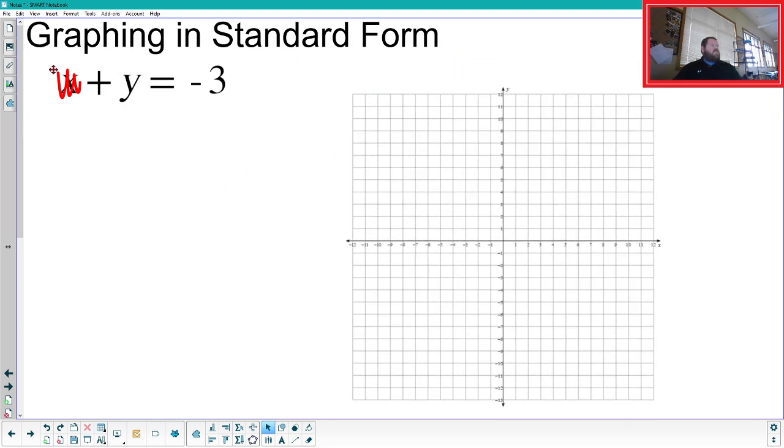So graphing in standard form, we cover up one of the variables and solve for the other one. Really what I'm doing there is covering up that variable and then rewriting what I have. So this tells me y equals -3. I don't have to write the plus y out in front because that's a little bit overkill. But it tells me that y equals -3. That's going to be my y-intercept at -3.